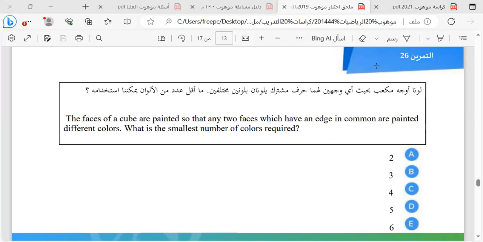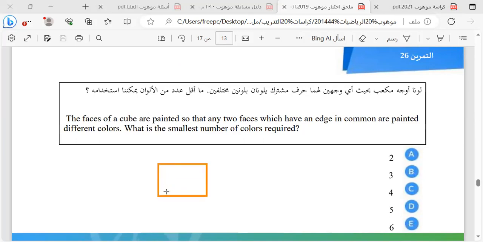Osama. Okay. The faces of a cube are painted so that any two faces which have an edge in common are painted different colors. What is the smallest number of colors required?